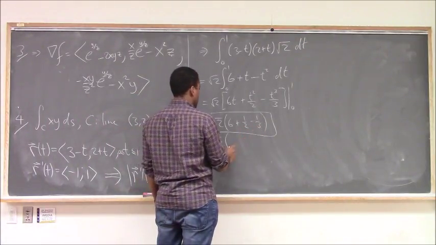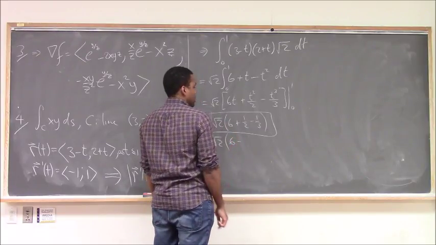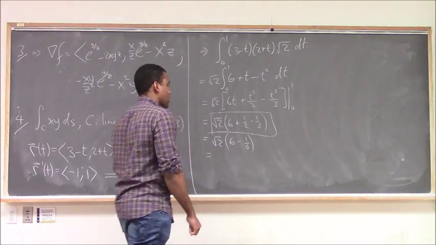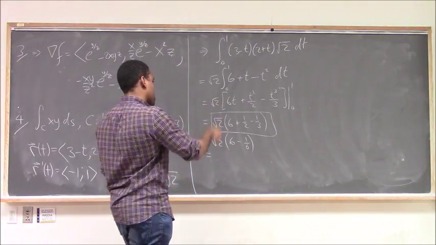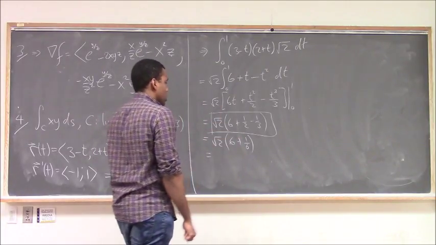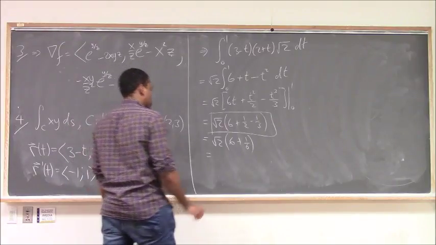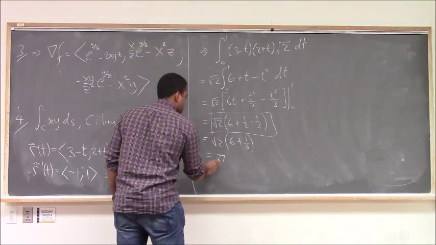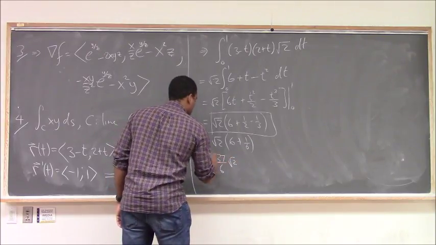Okay, so I have 6. This would be what? 1/6. What's plus? 6 minus 2. And so what would that give us? 37 square root of 2 over 6, right.